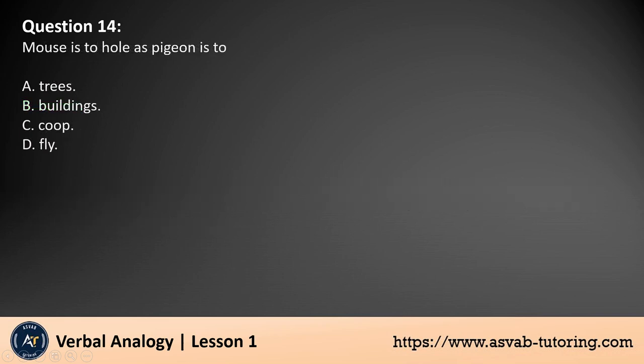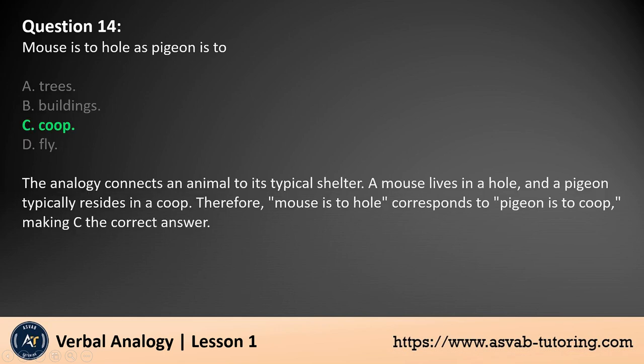Question 14. Mouse is to hole as pigeon is to: A. Trees, B. Buildings, C. Coop, D. Fly. The answer is C. The analogy connects an animal to its typical shelter. A mouse lives in a hole, and a pigeon typically resides in a coop. Therefore, mouse is to hole corresponds to pigeon is to coop, making C the correct answer.